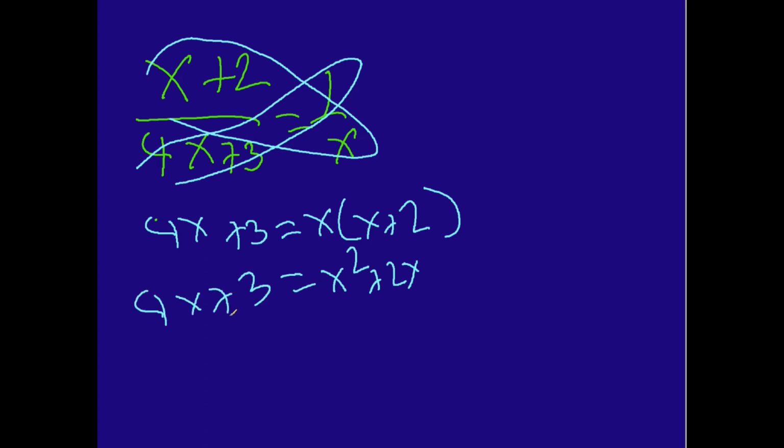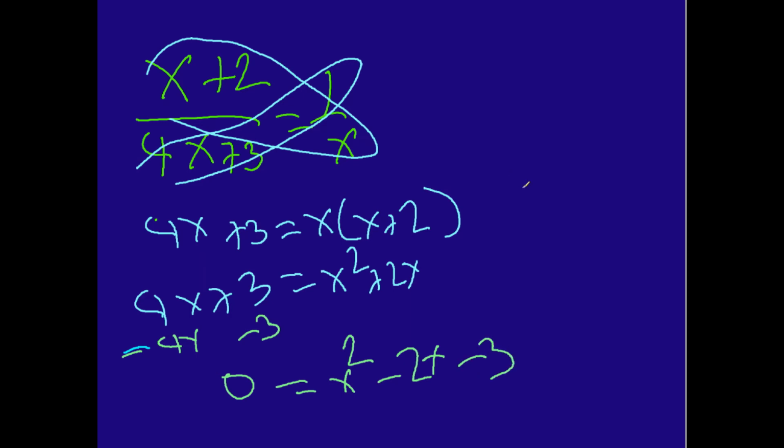You can see this is not that deep. I subtract 4x from both sides. I subtract 3 from both sides. And so I end up with 0 on the left equals x squared minus 2x minus 3.